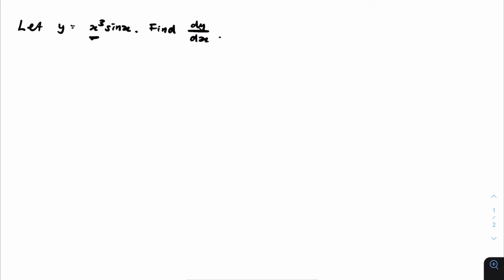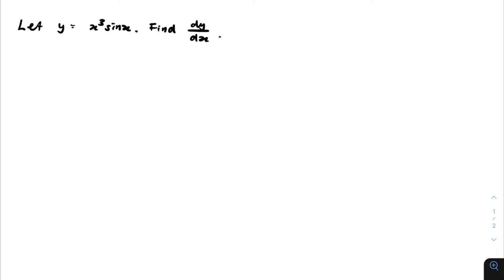You have the x cubed and you have the sine x. And the product rule is necessary if we want to be able to differentiate these two parts together. Okay, so let's take a look at this example over here. Let y equal x cubed times sine x. Find dy over dx. And dy over dx, as we know, is just the notation, or way of expressing, the derivative of y with respect to x.